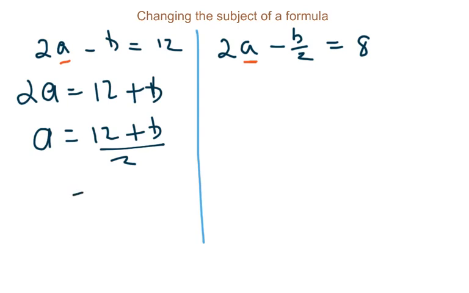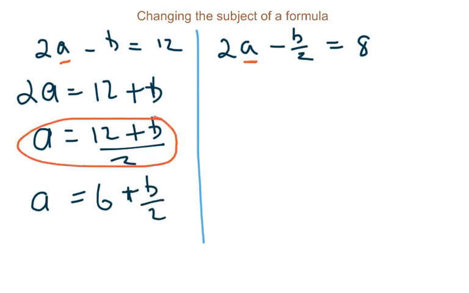If you like, that means that A is equal to 6 plus B over 2. Either of these ways are okay. That's okay, and that's okay. The most important thing is getting yourself started like this.